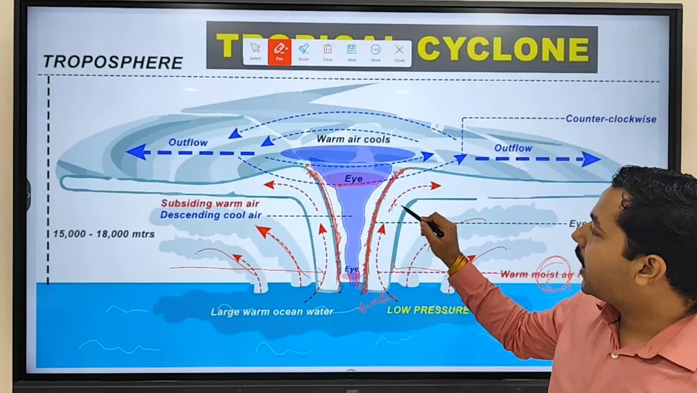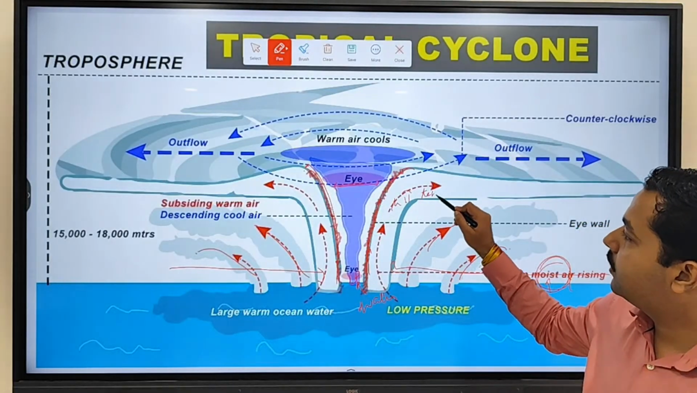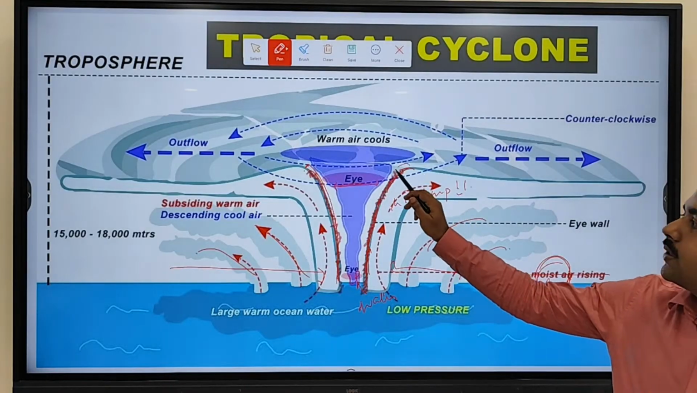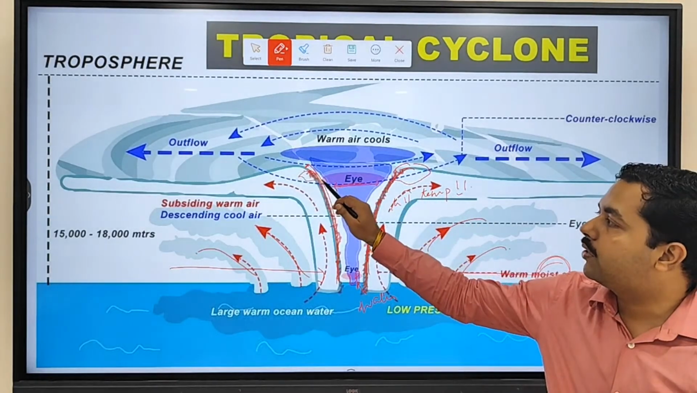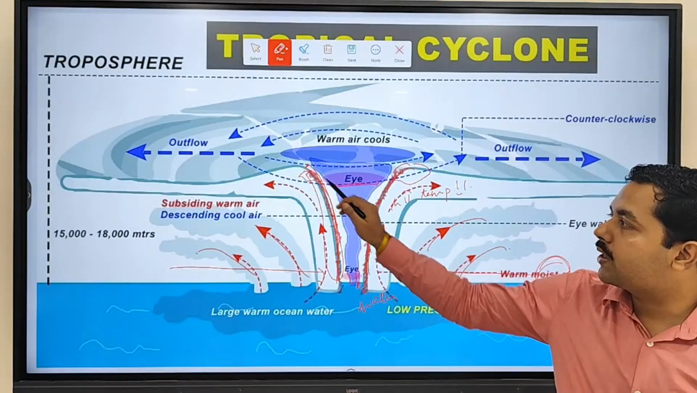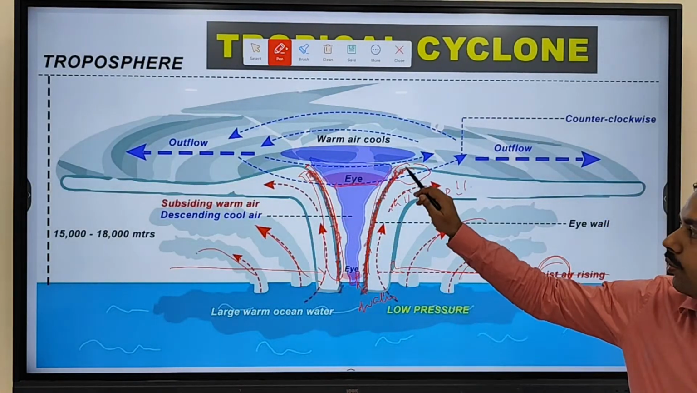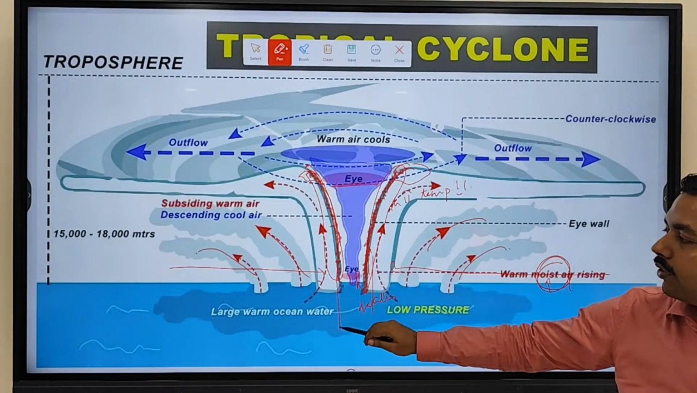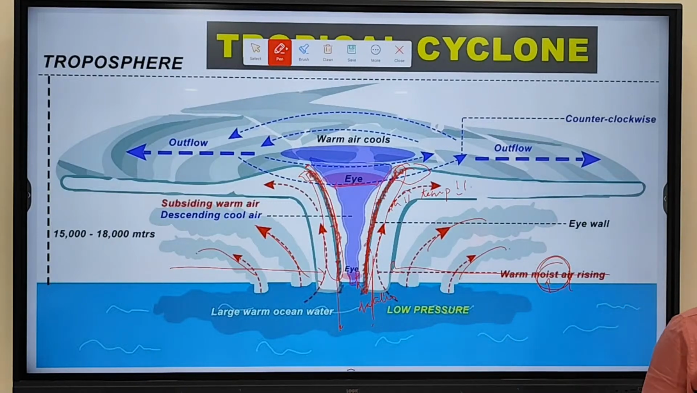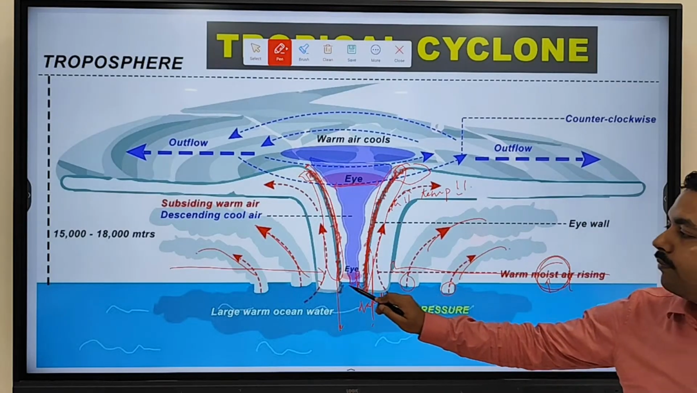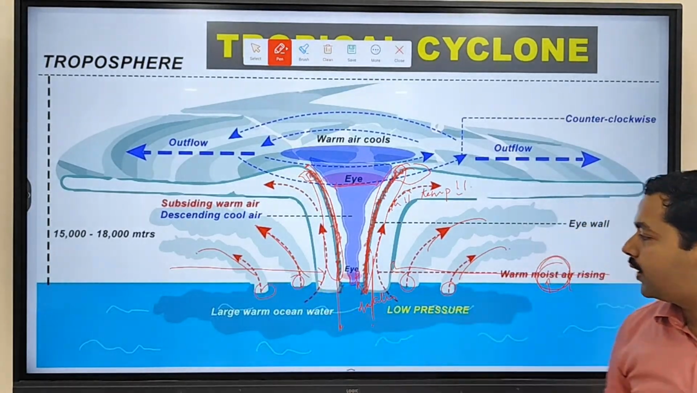As you rise up, what will happen to temperature? It declines. When temperature declines, condensation will happen and clouds are going to be formed. These clouds, we have written, which type of cloud? Cumulonimbus types of cloud are going to be formed, and this cumulonimbus will create rainfall. Clear?